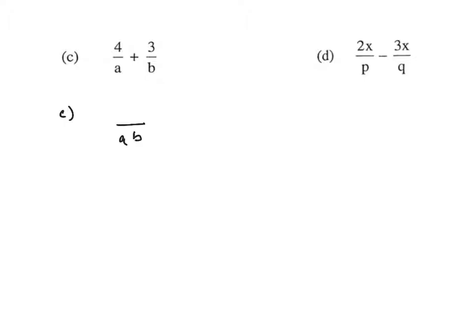Easiest way to find a common denominator is to multiply the two denominators together, so it's going to be AB. What do I multiply this A by? To get AB, I must multiply by B, so I multiply the top by B as well. What do I multiply this B by? To get AB, I multiply A by A, so I must multiply the top by A as well. So 3A plus 4B over AB.